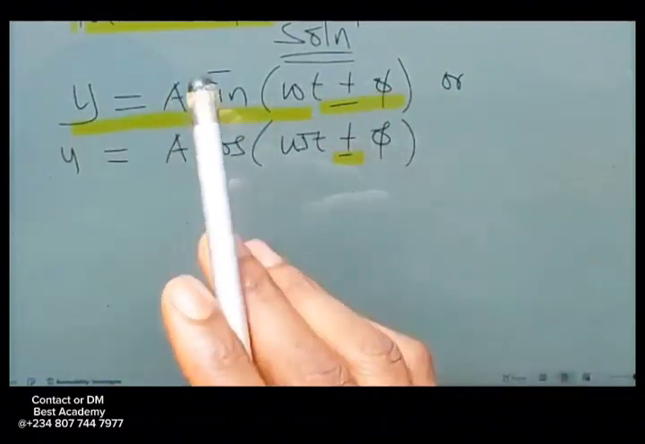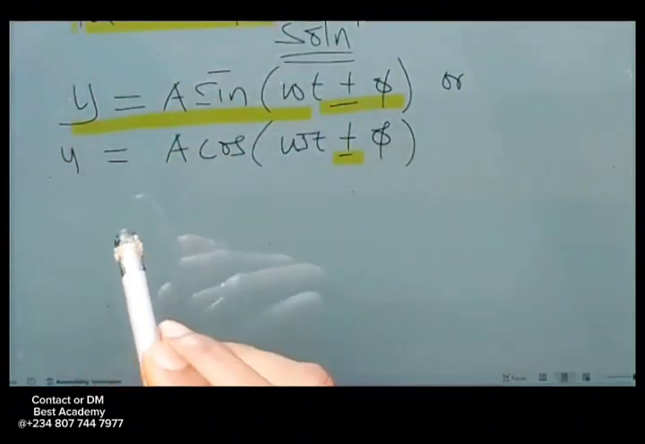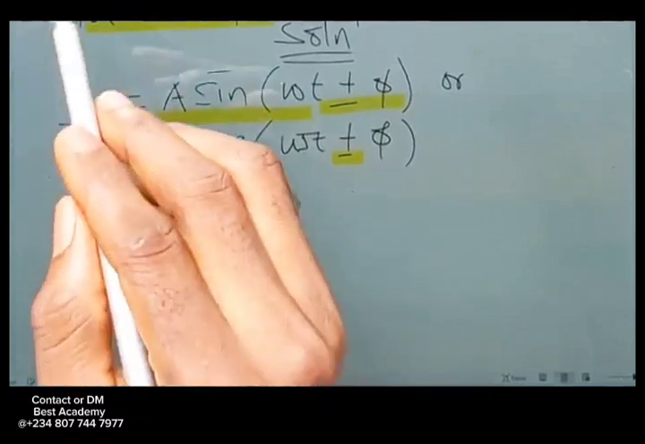Remember, in solving progressive wave equation, we compare the given equation to the standard equation of progressive wave. The given equation is this. This is the given equation here. That is y.